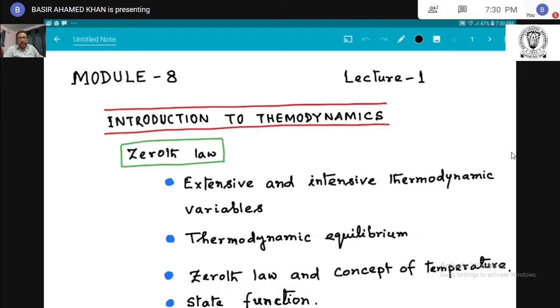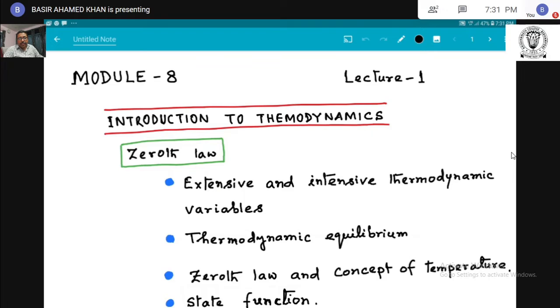Actually, thermodynamics is concerned with the transformation of heat into mechanical work and vice versa. Before going to the introduction of this thermodynamics subject, I want to say some definitions of this topic.